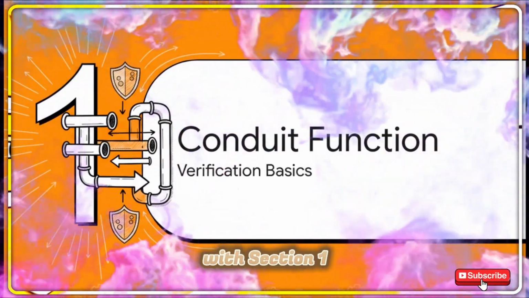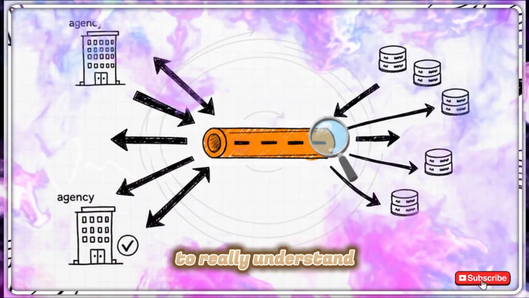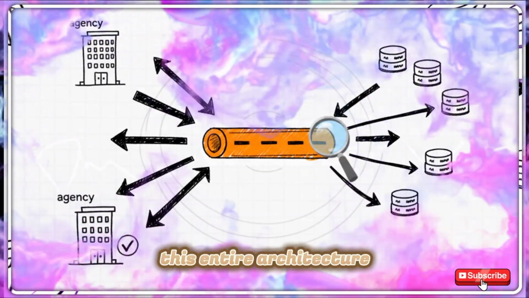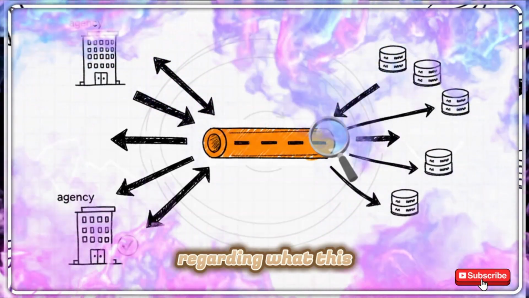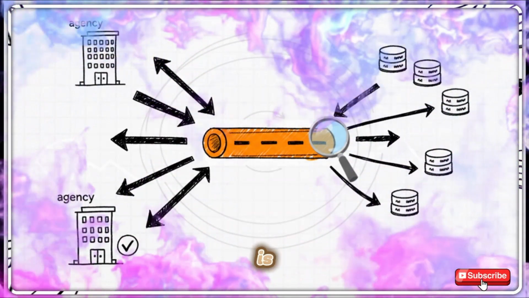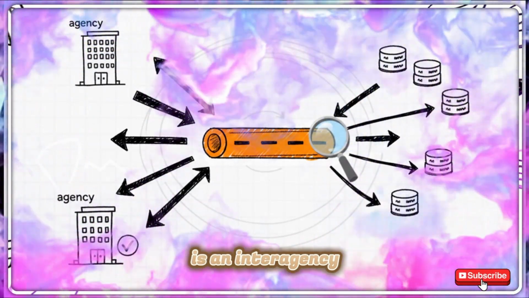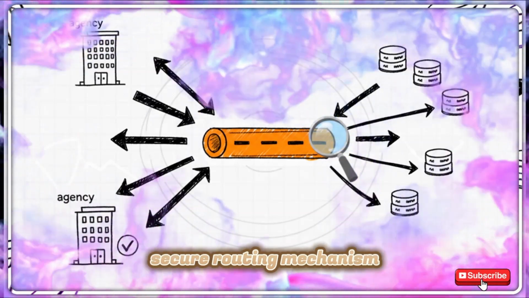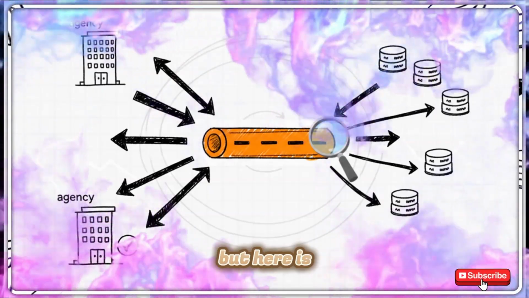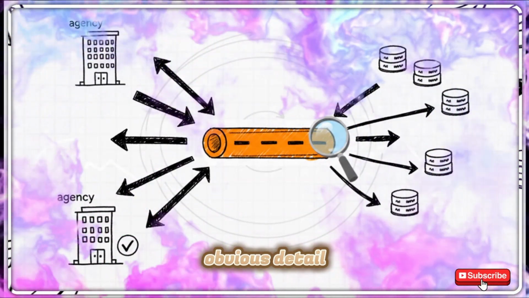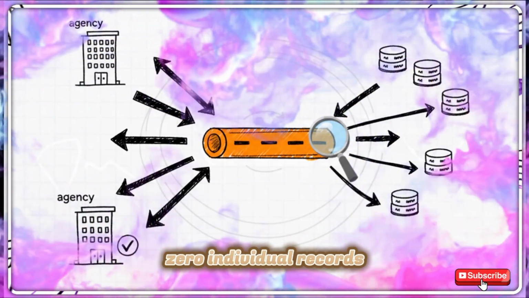All right, starting with Section 1, the verification conduit function. To really understand this entire architecture, we first need to tackle a massive misconception right out of the gate regarding what this digital system actually is. According to the expert report, officially, this system is an interagency query conduit. Basically, it's a secure routing mechanism designed to query external federal records. But here is the critical, non-obvious detail. It is not a database itself. It maintains absolutely zero individual records.